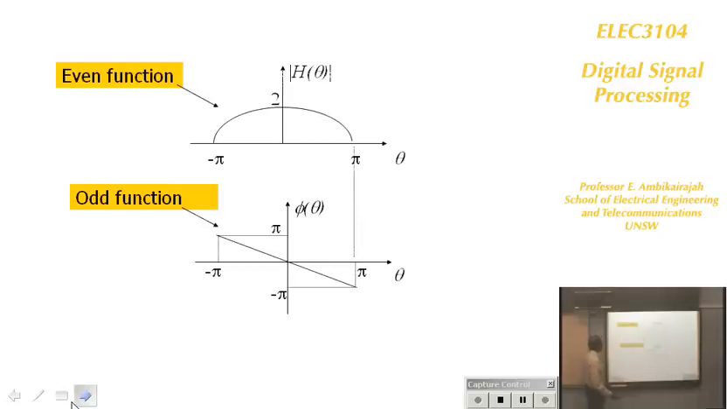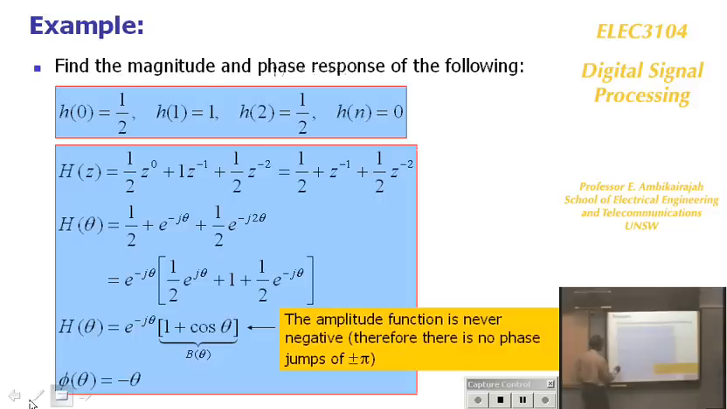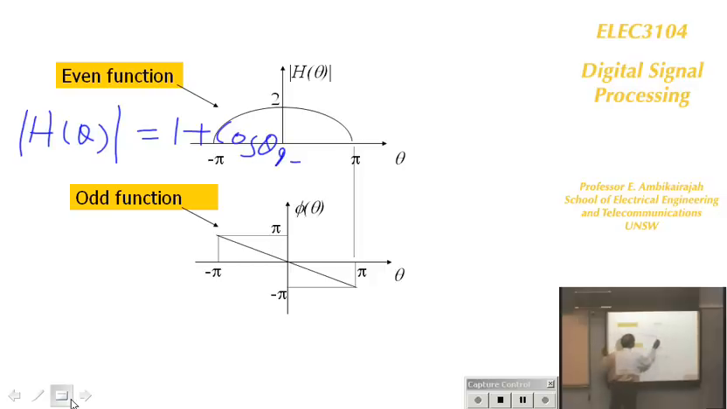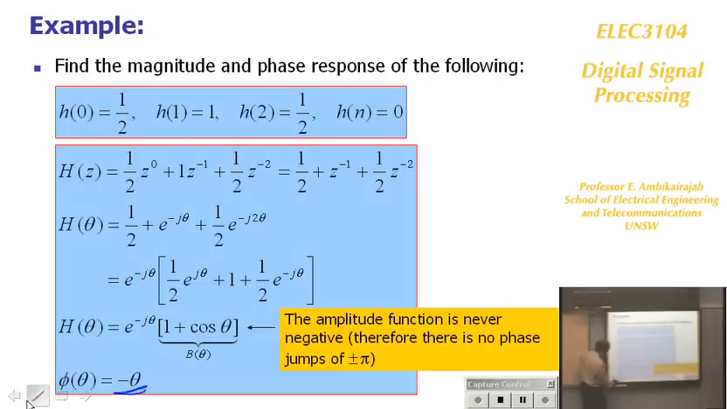So let's plot this. H theta. I plotted them from here to here, it is an even function. What is H theta according to the equation? 1 plus cos theta. That means theta equal to 0, you put theta equal to 0, this will be 2. Theta equal to pi, 1 minus 1 is 0. So it's a low pass filter. What happened to the phase according to this? Phase is minus theta, okay?